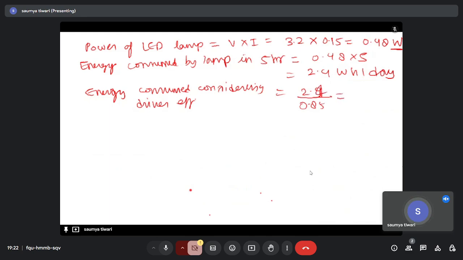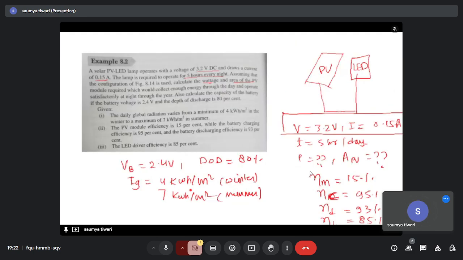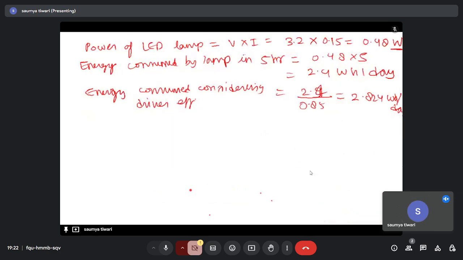So this value will be 2.824 watt hour per day. Now the PV module needs to supply enough energy to the battery, which in turn will supply the required energy to the load, right? So we have a battery, and this should produce enough power that will be stored in the battery and provided to the LED at night. So this is the whole concept.